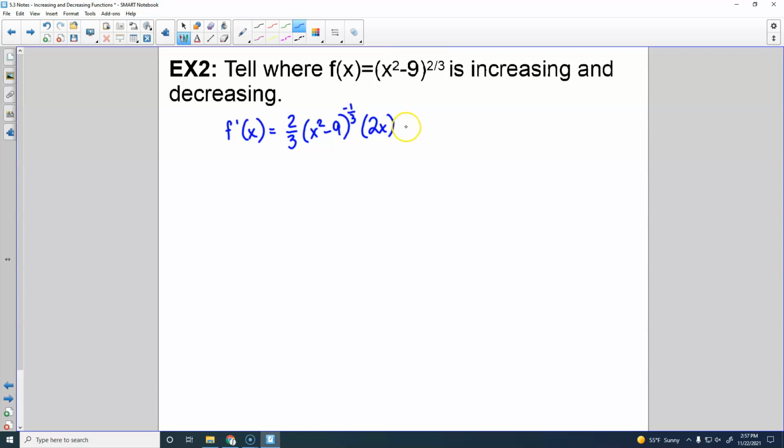It is going to be to your advantage here to rewrite that. This is over 1. We're going to send this one back down to the denominator. So we'll have 4x over 3 cube root of x squared minus 9.